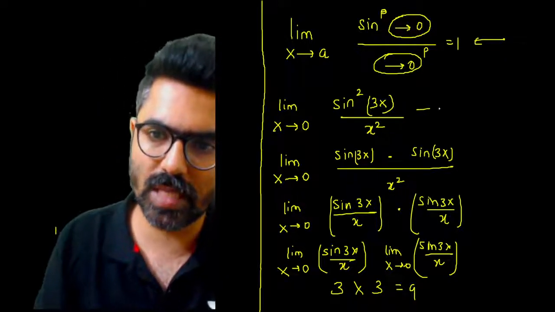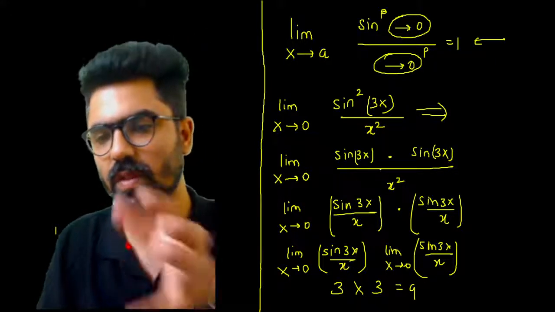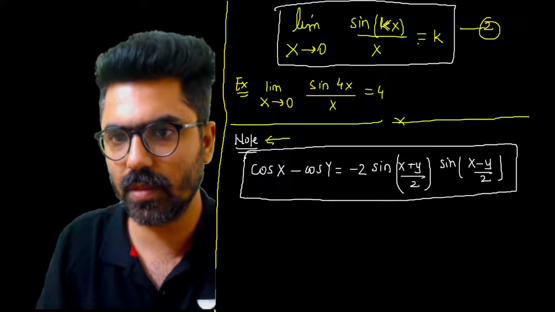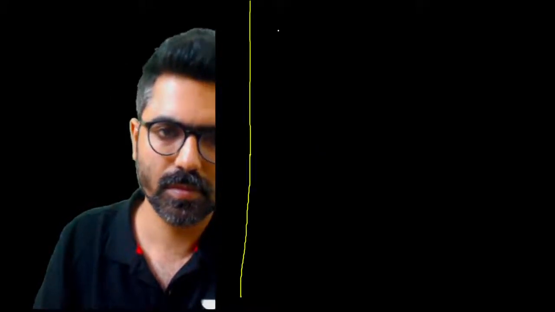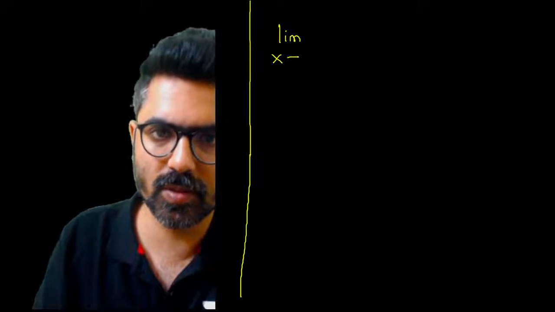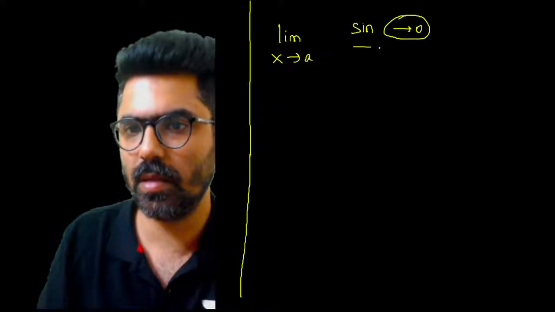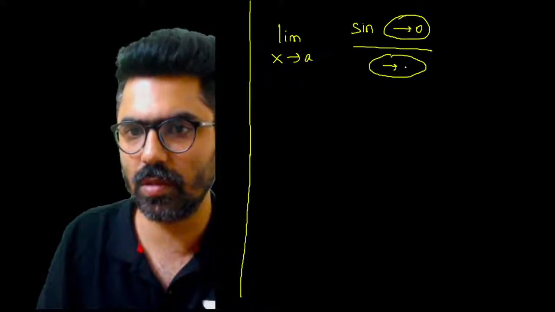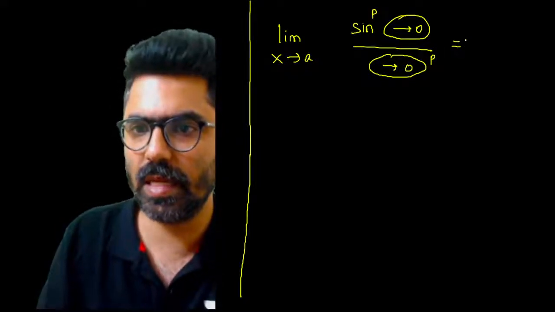Now let's do the same question with a different method or a different approach. What we have done is with the previous one that we have understood. Now let's try this different method. So as I said, limit x tends to something, let's say a, something should become 0 inside the sine, upon the same thing should become 0 here, along with this power here. If it is there, then the answer is 1.